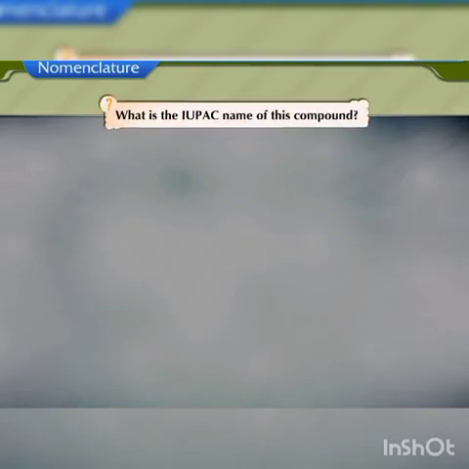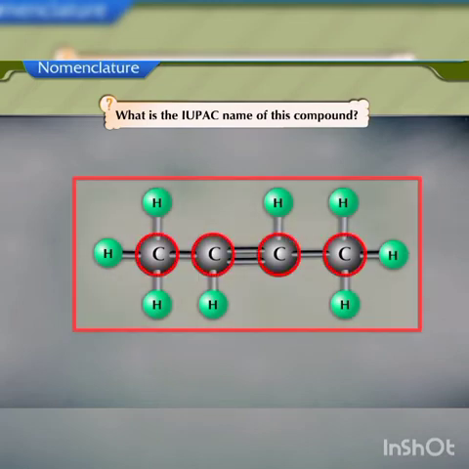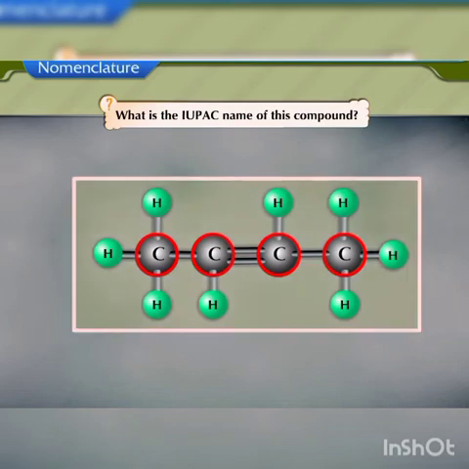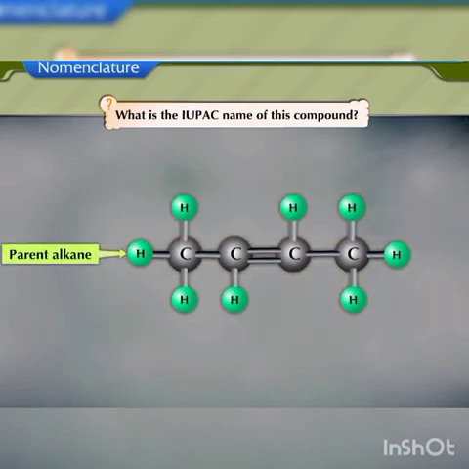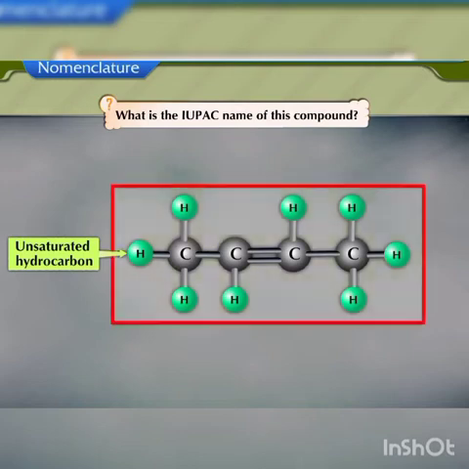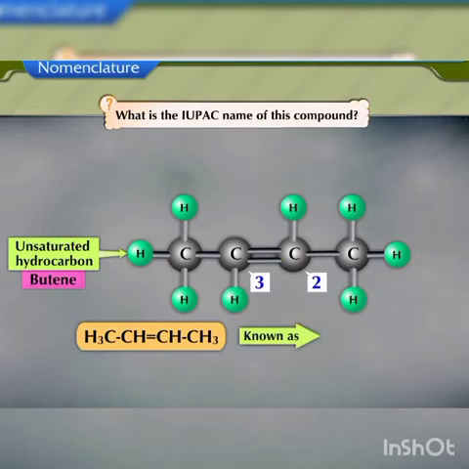What is the IUPAC name of this compound? In this compound, the longest chain is of 4 carbon atoms and it is in a straight chain. Therefore, the parent alkane is butane. Since it is an unsaturated hydrocarbon, the above chain is named as butene. Here, the double bond is between the C2 atom and the C3 atom. Therefore, the compound is known as but-2-ene.